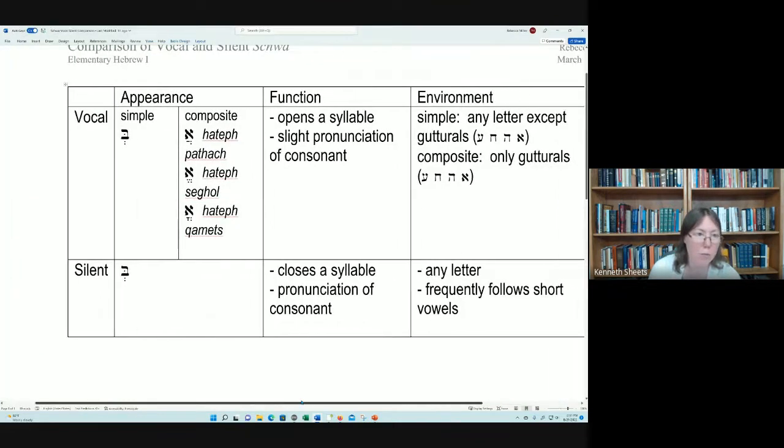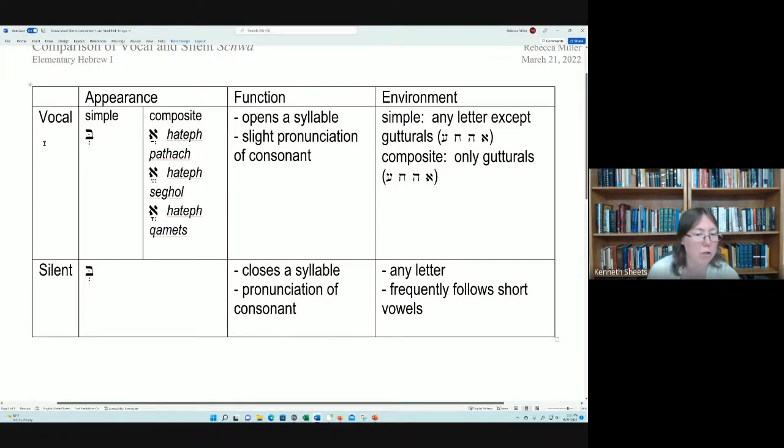There are two types of schwas, one of which is a vocal schwa, the other of which is a silent schwa. A vocal schwa opens a syllable, a silent schwa closes a syllable. And you can see they both look basically alike. We do have these composite schwas over here. I'm not going to worry about those at the moment, but we have what could be either a vocal schwa or a silent schwa. And as we said here, a vocal schwa opens a syllable and a silent schwa closes the syllable.